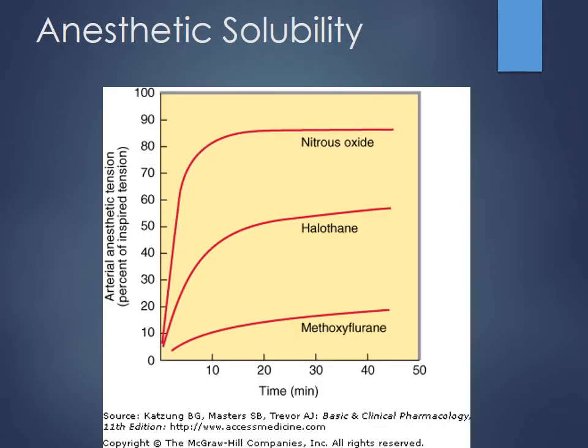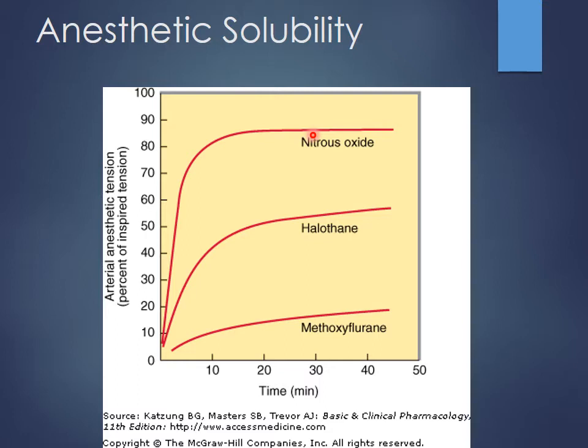So just giving you some examples of the different solubility and looking at onset of action here, you can see on the left side here the arterial anesthetic tension, or the percent of the inspired tension. So as that goes up, you can see how the solubility is going to be changing over time. Something like nitrous oxide has a pretty steep curve here, but at some point it's going to hit a plateau effect, right?